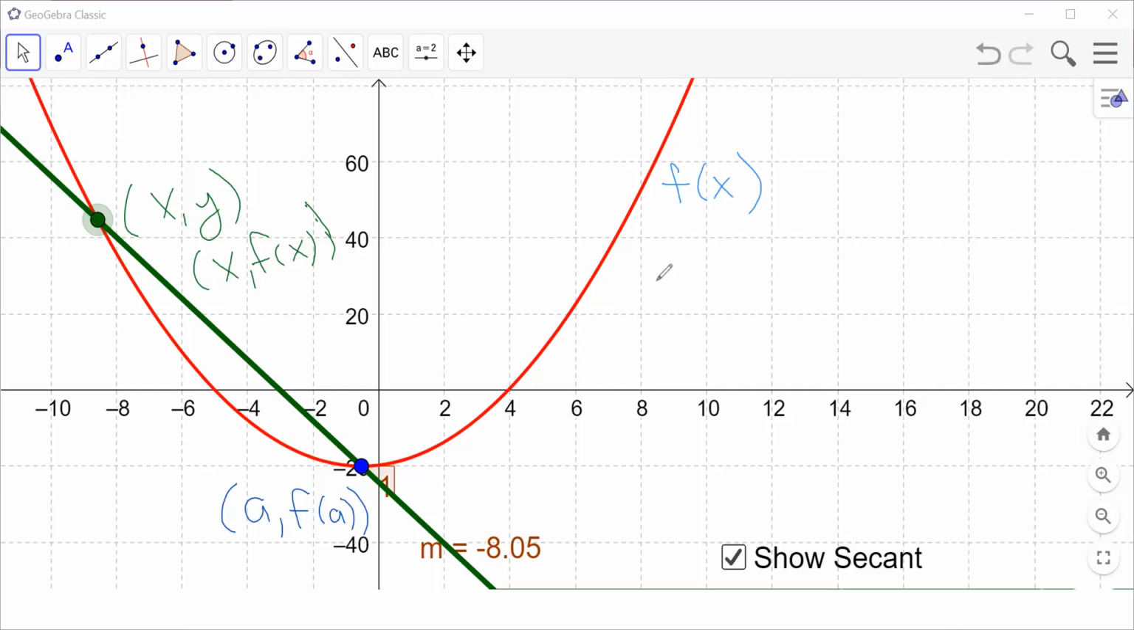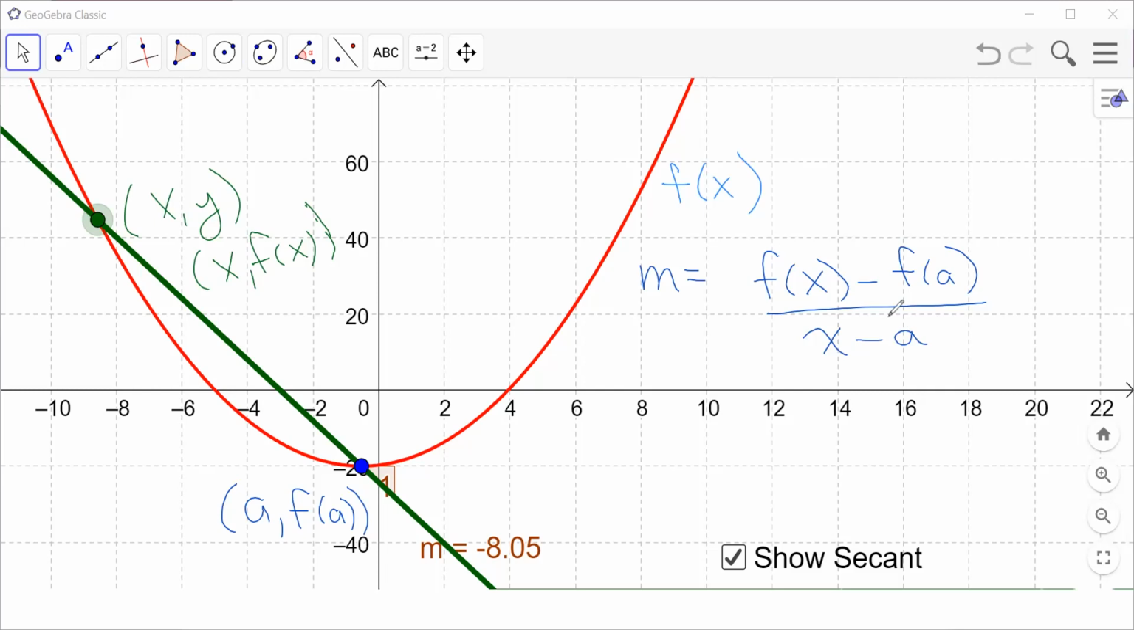So let's just think about the slope for a moment. How do I find slope? Well, slope is change in y, so delta y, so f at x minus f at a, over change in x, so delta x, x minus a. Okay, that's the slope of your secant line. It's the average rate of change between those two points.